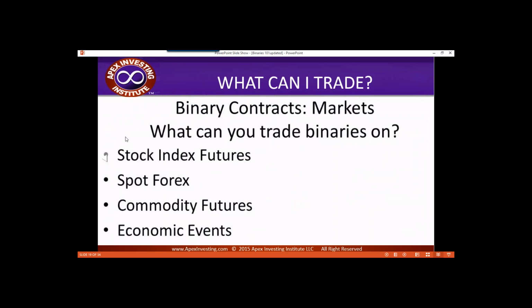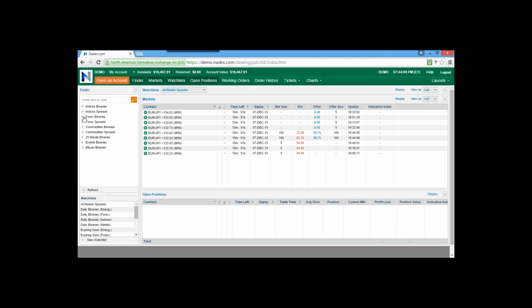I understand what a binary option is. I understand how to buy one, how to sell one. I get the differences. I understand risk and reward. Okay, well, Nadex offers binary contracts on stock index futures, spot Forex, commodity futures, and economic events. Let me show you right here. If you're on the Nadex platform, you can see right here, indice binaries.